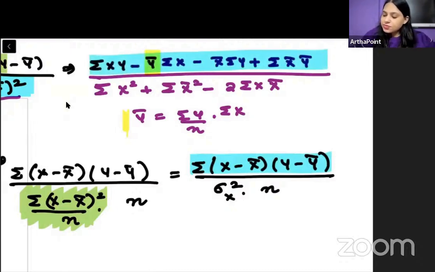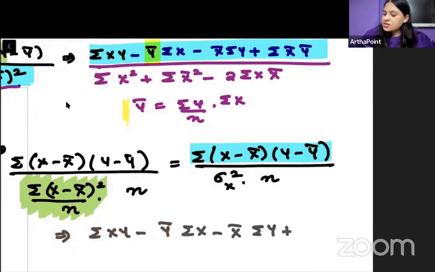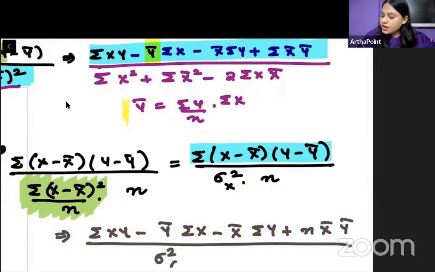Right? So when you open up the numerator, you will get summation xy minus y bar summation x minus x bar summation y plus, because x bar y bar is getting summed up and both are constants, n times x bar y bar, upon sigma square x into n. Right? So the point here is to tweak the formula. Formula को थोड़ा सा आपने alter करना है. And how will you tweak that formula? You will tweak that formula based on the information given to you in the exam.